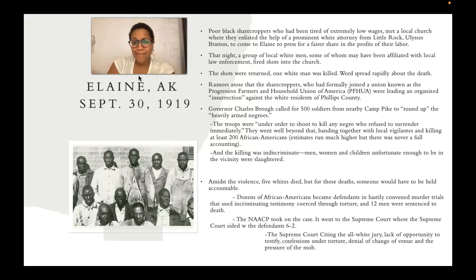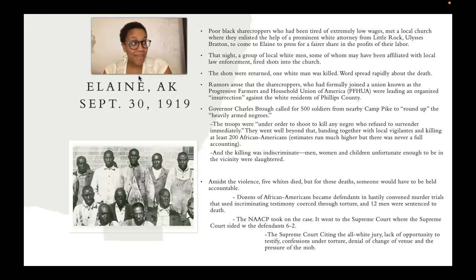However, of course, these soldiers went well beyond that, as well as the local vigilantes of the town, and they killed at least 200 African Americans, and that's the official count, estimates run actually much higher than that. And mind you, the killing was indiscriminate. Men, women, children, anybody who was nearby was slaughtered. And amidst all this violence that was perpetrated by white people, we also see 5 white people dying.